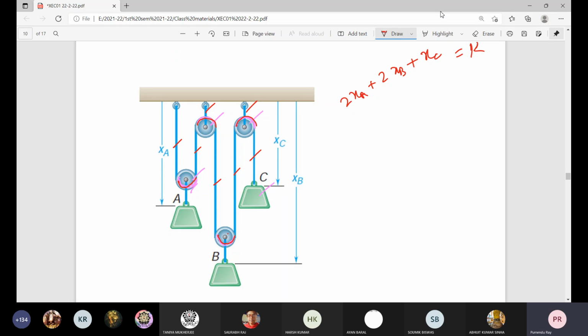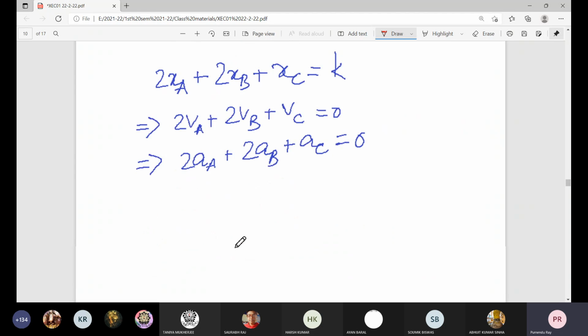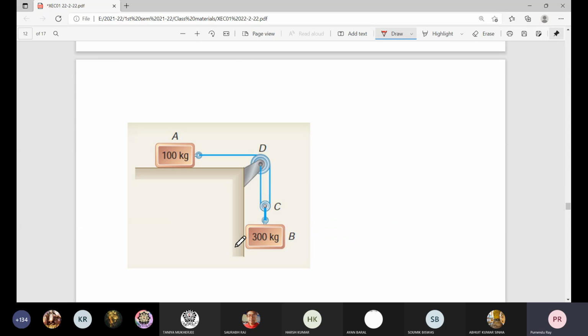First derivative: velocity A, velocity B, velocity C, that is 0. And next derivative, acceleration, that is equal to 0. So this type of simple thing you will always find, but you need to do proper practice. Otherwise, it will be very difficult for us to handle the situation.